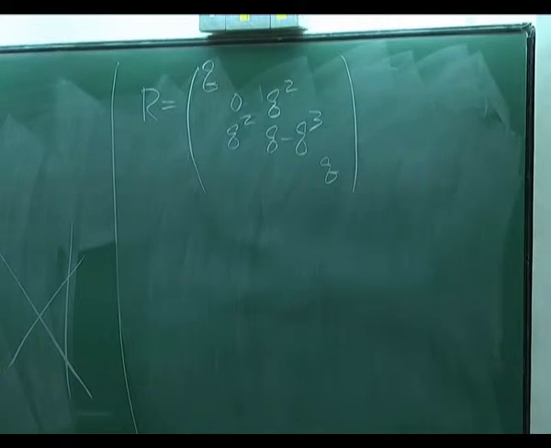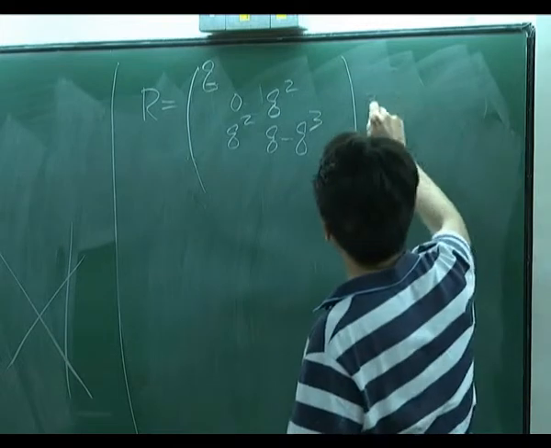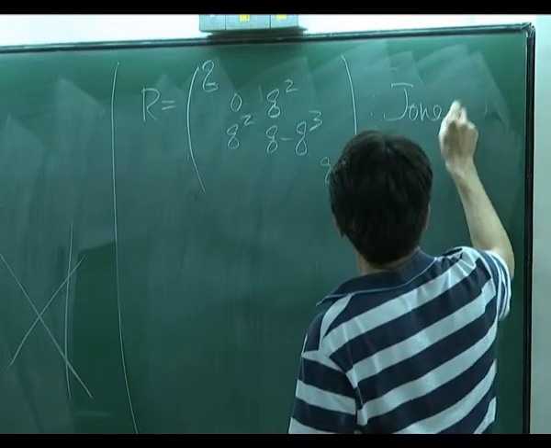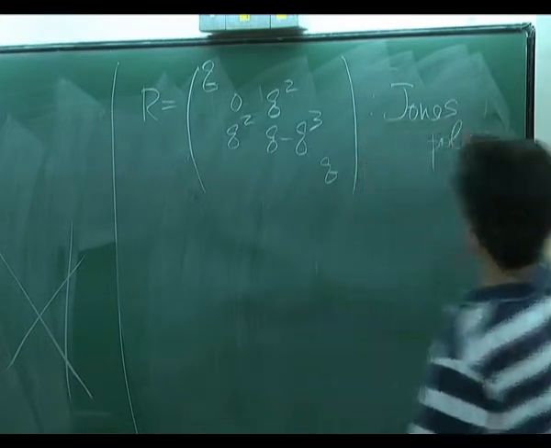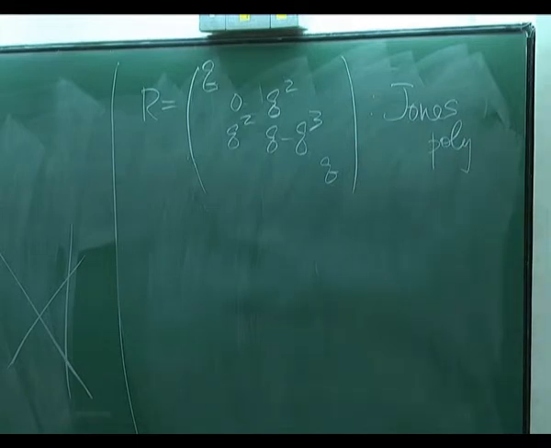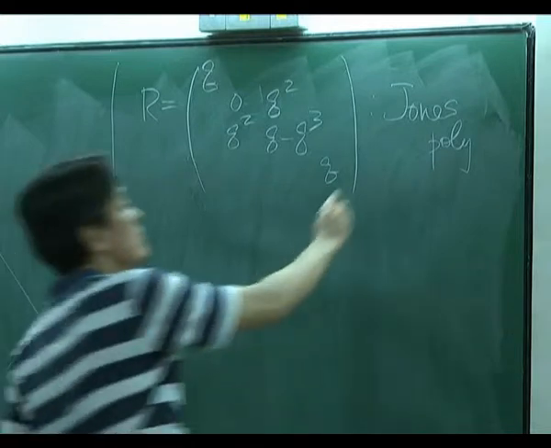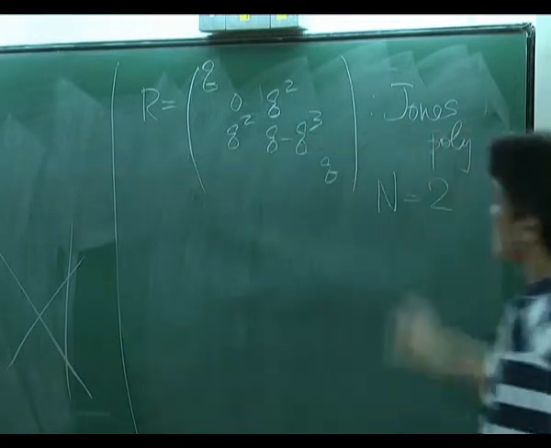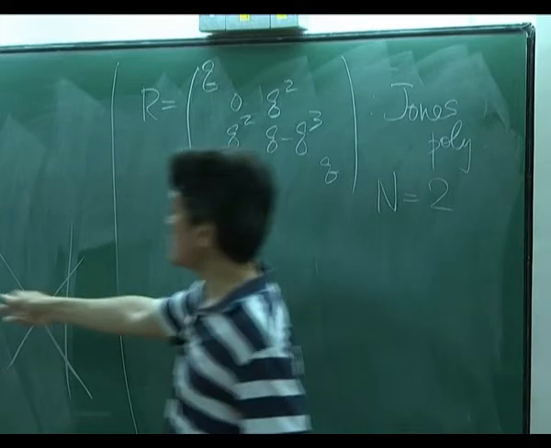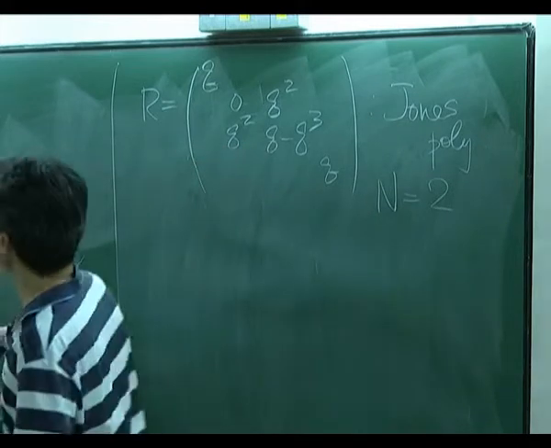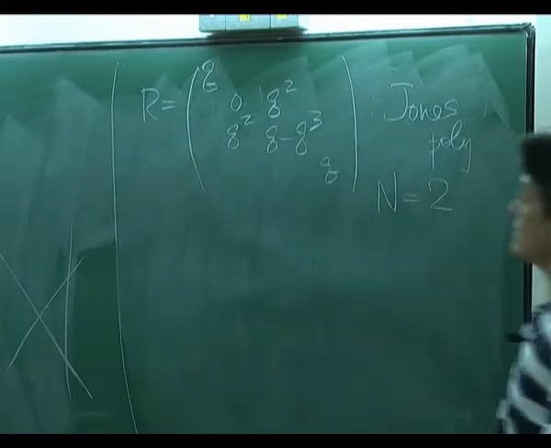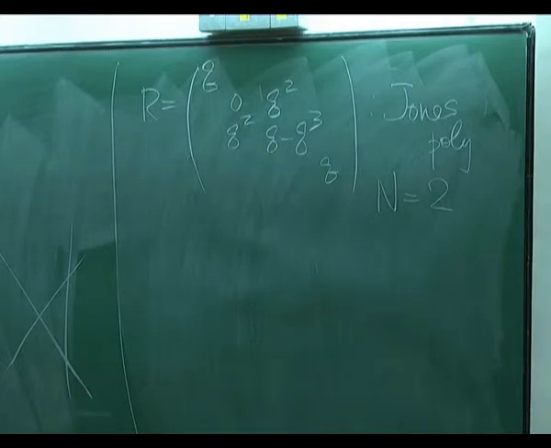This is just an example of an R matrix. And when we use this R matrix, we can construct the Jones polynomial. This explanation is very rough, but anyway, this Jones polynomial corresponds to the case N equal to 2. I mean, each strand has two dimensions, so this R matrix is a 4 by 4 matrix.